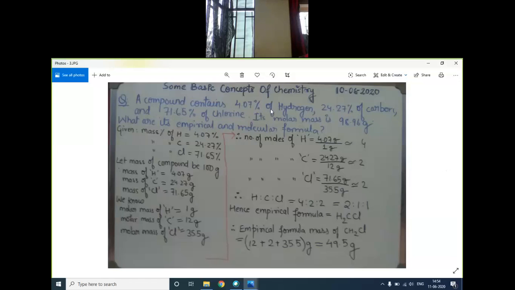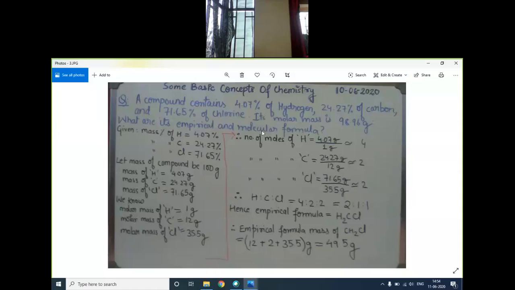This is nothing but the mass percentage. How much mass of hydrogen is present? How much percentage mass is present in a compound? So all these percentages represent the mass percentage of each element. And the molar mass of the compound is also given. It is 98.96 gram. Now you have to calculate the empirical and molecular formula.